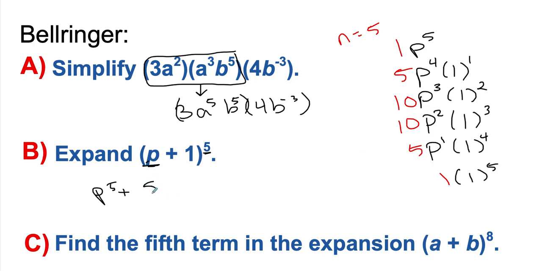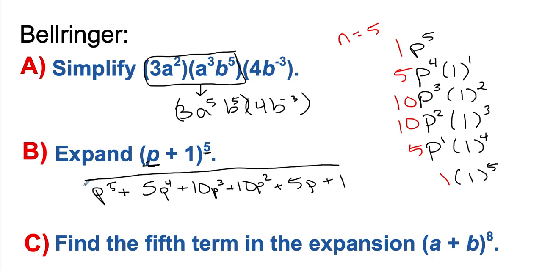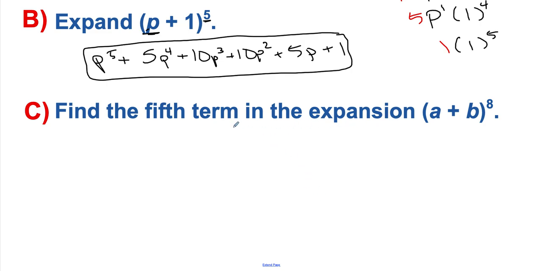Okay, so 5p to the fourth plus 10p to the third plus 10p squared plus 5p plus, right here, there is no variable, so it's just a 1. So that is your expansion. Okay, it's kind of nice when there's just a 1. When we have another number with that, like a 2p or a 5 there, the numbers get a little bit bigger.